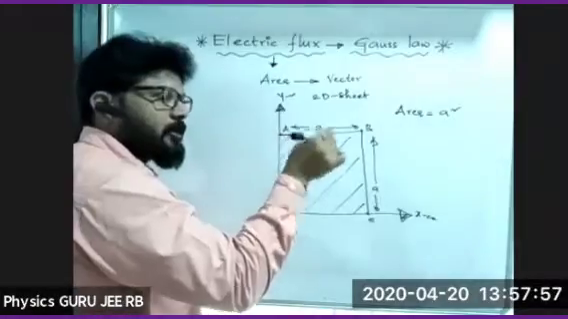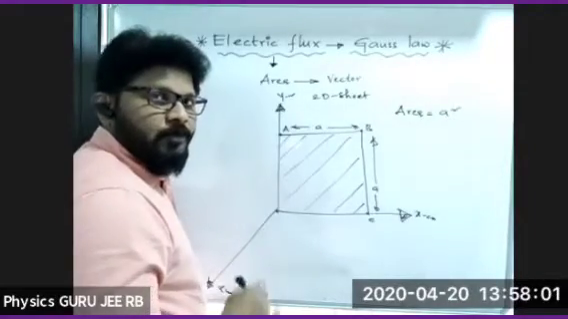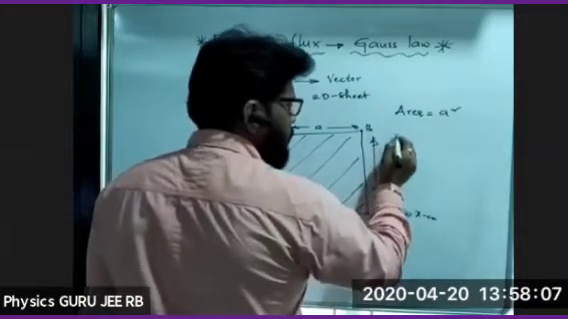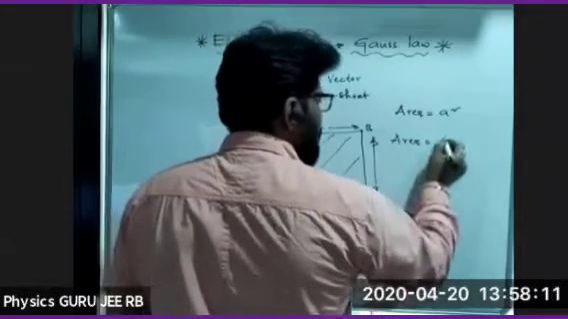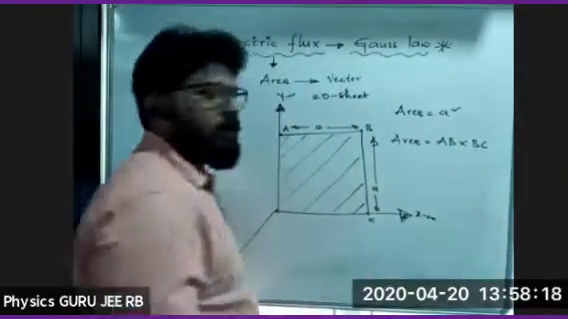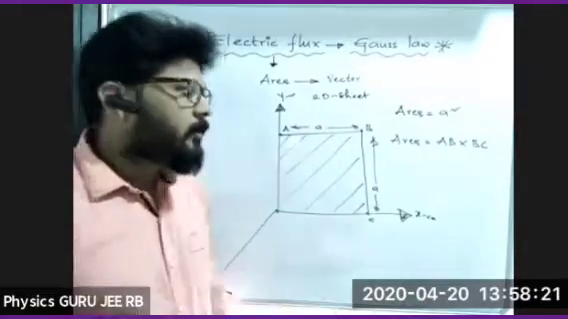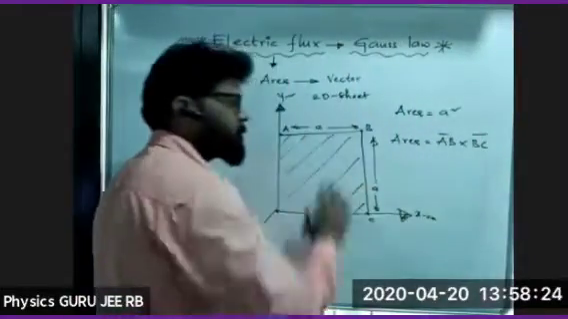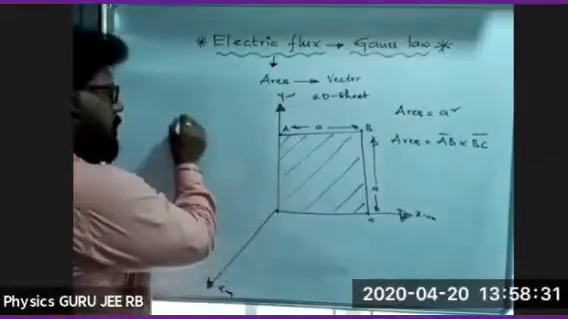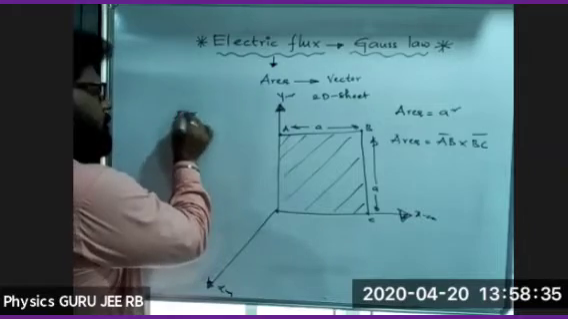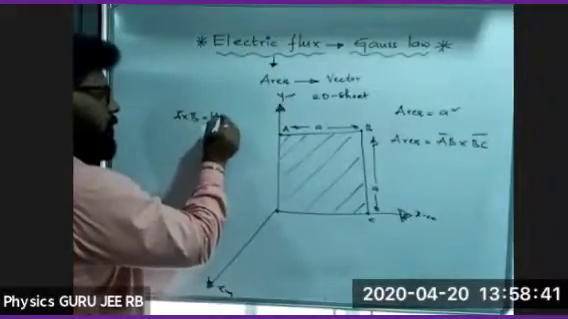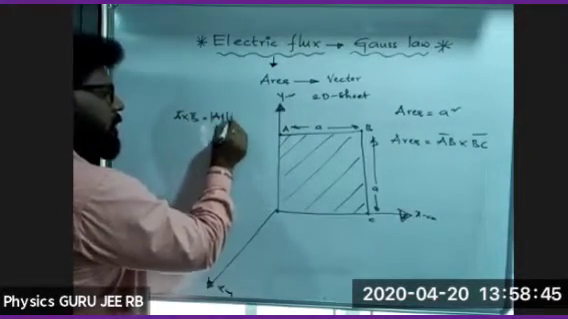But I want to show even the direction for this area. How to show the direction for this particular area? Let me take A to B. Area can also be written as area equal to AB cross BC. Right? Cross product of two sides. You know the cross product of two vectors. What is the cross product of two vectors? A cross B equals AB sine theta, that is magnitude of A, magnitude of B, sine theta.